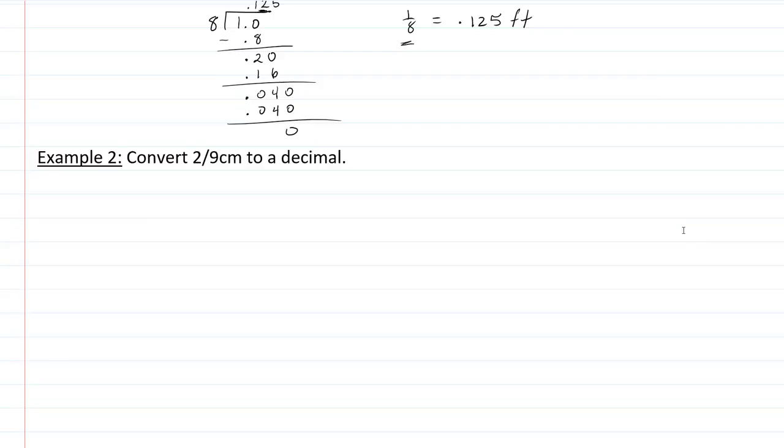Now this is going to be a little trickier, and we'll see why once we start doing the long division. So like before, the numerator on top goes under the long division sign, and the 9 goes on the outside, right? Because the 9 is doing the dividing. So 9 can't go into 2, so we have to consider the decimal place. We move it over. 9 goes into 20. How many times? 9 goes into 20 2 times, right?